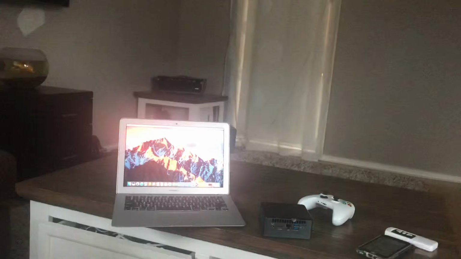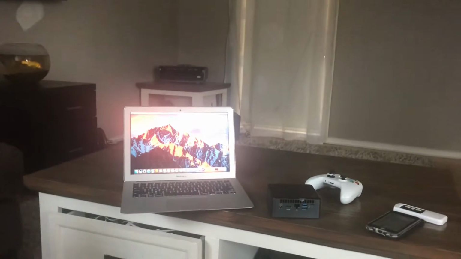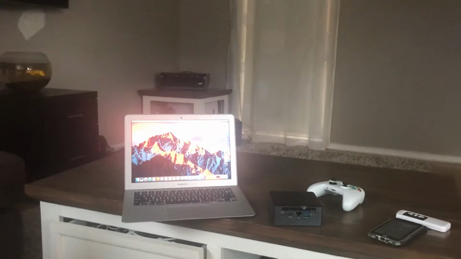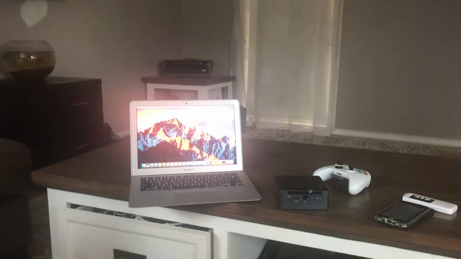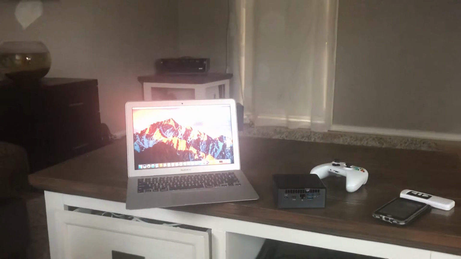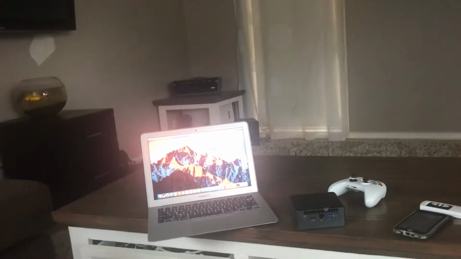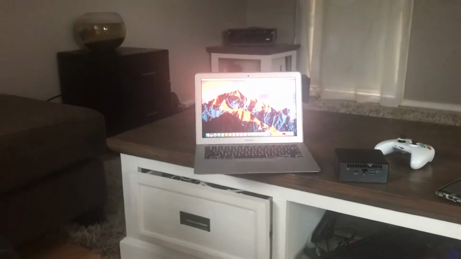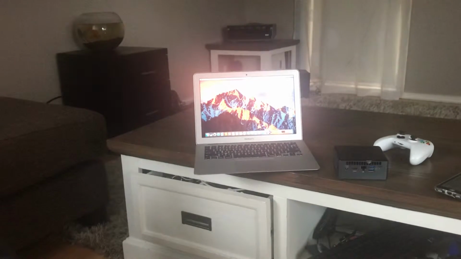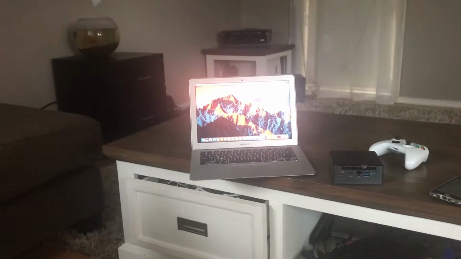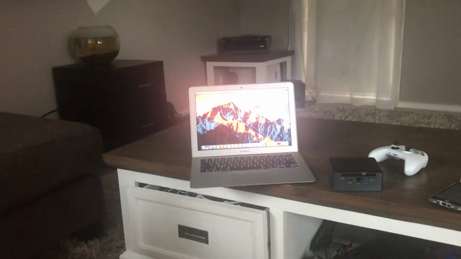Yeah, and then I started thinking maybe I need to start downloading 4K movies. In this Mac Air, I don't know, sometimes it doesn't play really well. So this is an i5 model, I think it's 2015.